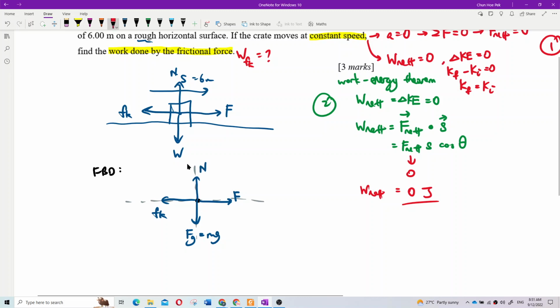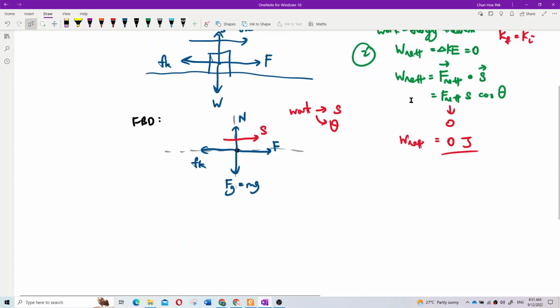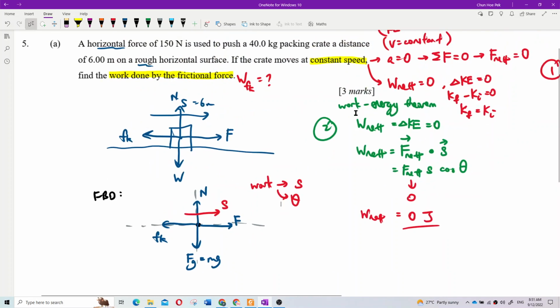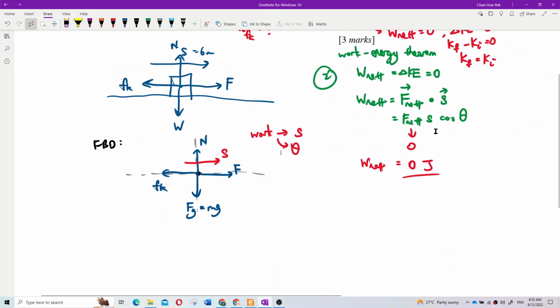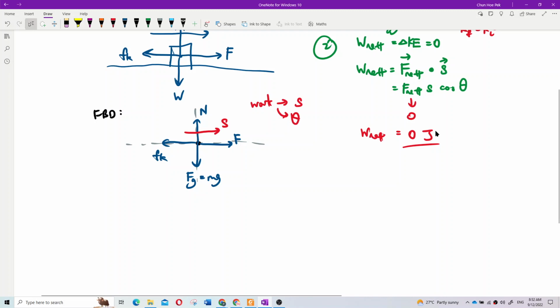For this chapter about work done, because you are using work done, you had better draw the displacement. Because we want to get the angle theta, since work is F s cos theta, we draw the displacement. So now, how are you going to do this? I want to use the work energy theorem. We know that this one is constant speed, that means net work done equal to 0. This one is v constant.